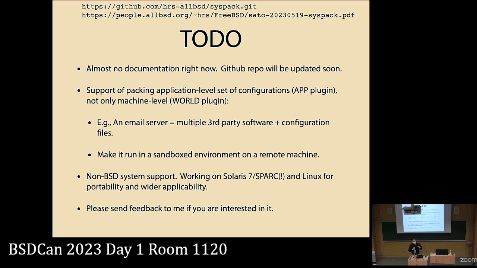So imagine an email server. The email server involves multiple software and configuration, so your favorite configuration. Using the ports or the package source system, it is difficult to manage the set of the software plus configuration files. So to support this set of configuration and the package, the app plugin is under development. The development of the app plugins is in progress.